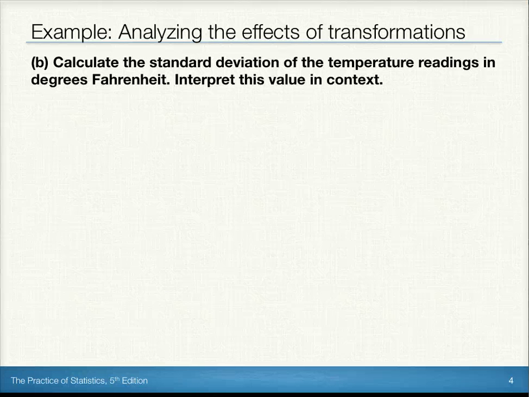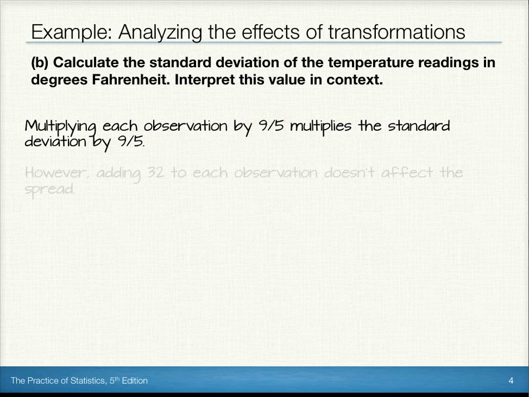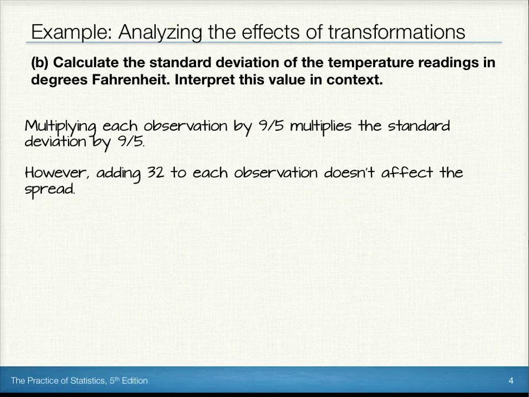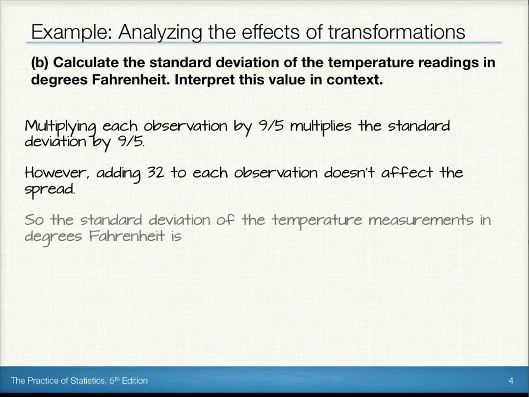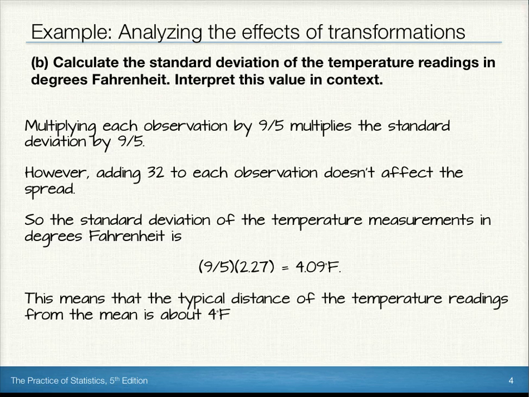Now let's calculate the standard deviation of the temperature readings in degrees Fahrenheit and interpret that value in context. Now again, recall multiplying each observation by a constant would multiply the standard deviation by a constant, in this case 9/5. However, adding 32 to each observation will not affect the spread at all. So the standard deviation of the temperature measurements in degrees Fahrenheit is found by simply multiplying the standard deviation in degrees Celsius, 2.27, times 9/5, or 4.09 degrees Fahrenheit. So that means the typical distance of the temperature readings from the mean is about 4 degrees Fahrenheit.